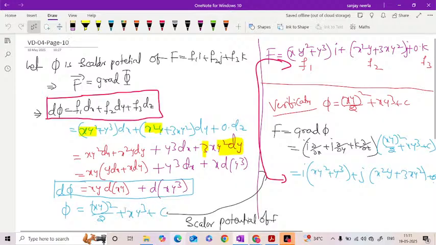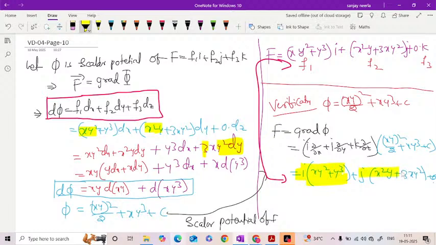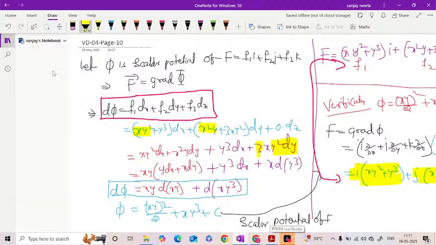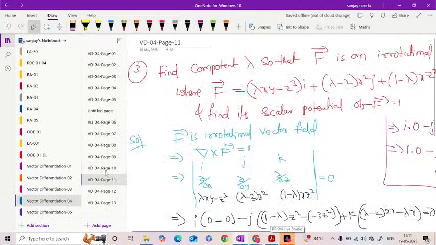So this is the solution, and this is the scalar potential of f. For verification, just find the gradient of this pi. Definitely the result is equal to the given vector f. So what is the given vector f? I into xy square plus y cube, j into x square y plus 3xy square, plus 0. Okay, so this is our second problem.